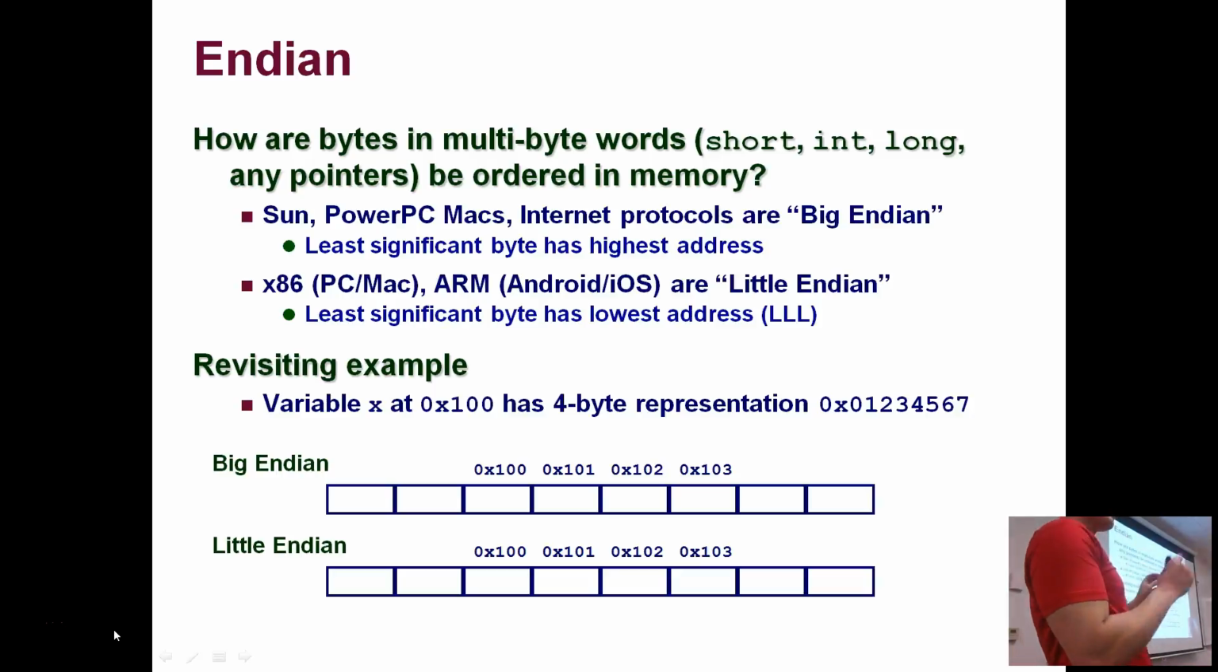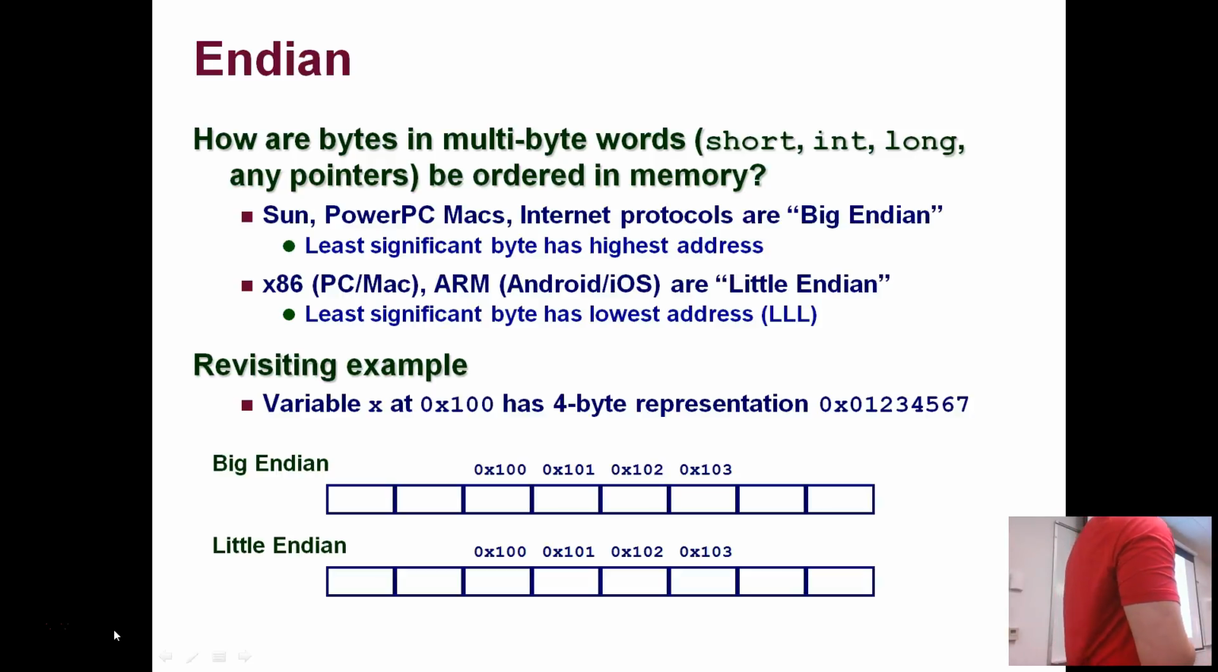So the notion is called endian. The endianness of the system says if you have a word, how do you store that in memory? Do you store the least significant byte at the lowest address? Or you take the least significant byte and you store it at the high address? One or the other. The mnemonic that I would like you to remember is that for a little endian system, the least significant byte has the lowest address, or LLL. And then the opposite is big endian.